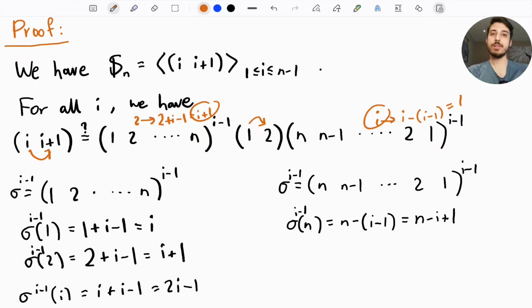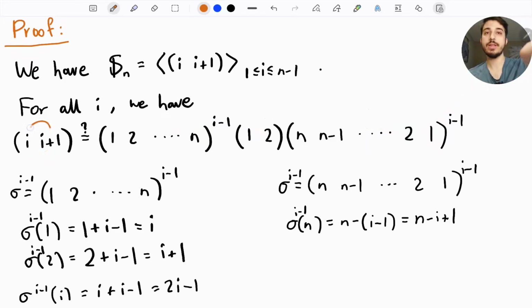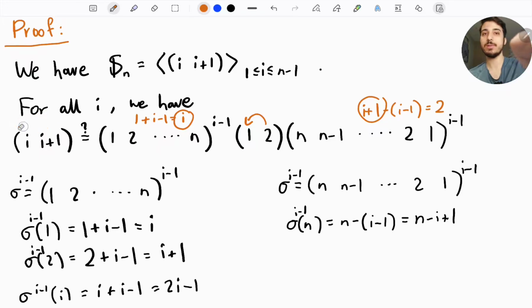And now, where does I plus 1 get sent to? We wish to see that I plus 1 is getting sent to I. So here we will have to subtract I minus 1. And this equals I minus I, which is 0, 1 plus 1 is 2. And 2 is being sent to 1. And 1 here is being sent to 1 plus I minus 1, which is equal to I. So indeed, I plus 1 is being sent to I, just like what we wanted. So this is awesome. We have that both sides of the equality send I to I plus 1 and I plus 1 to I. They send them to the same places.